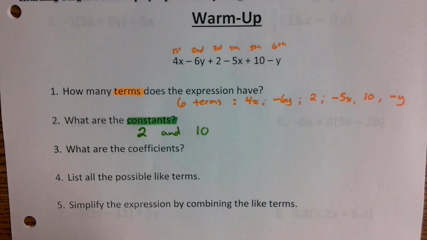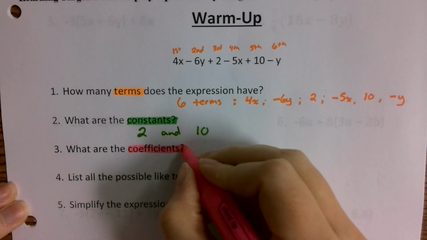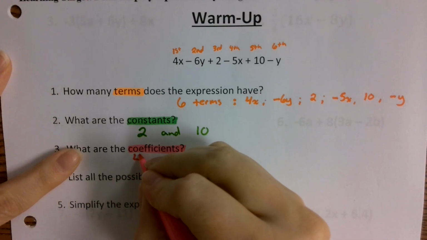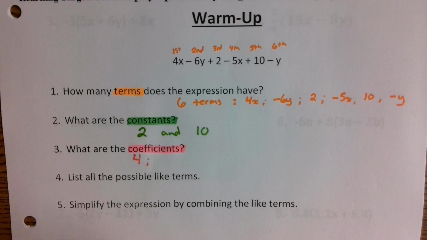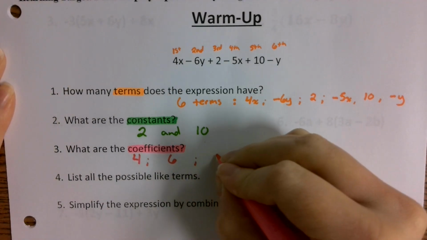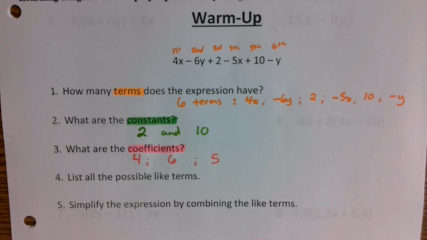My coefficients. Remember, my coefficients are going to be attached to variables. We don't say the variable, we only say the number that's involved in the attachment. Aisha? 4, 6, and 5. Close. Very, very close. She said 4, 6, and 5. There's a small mistake that's been made. What's the small mistake? What do you think, Justin?